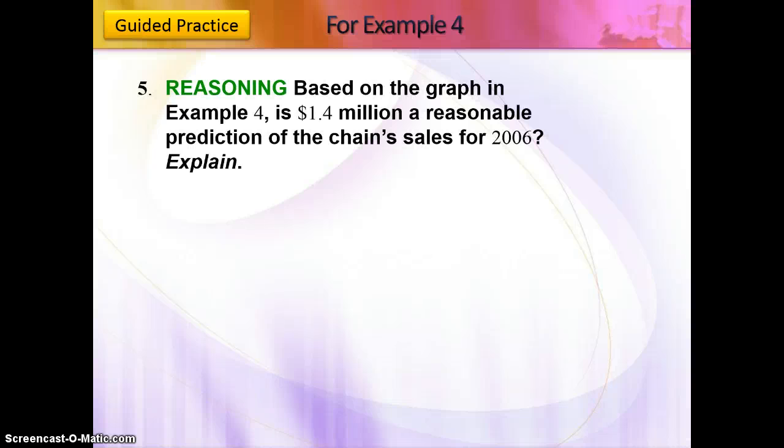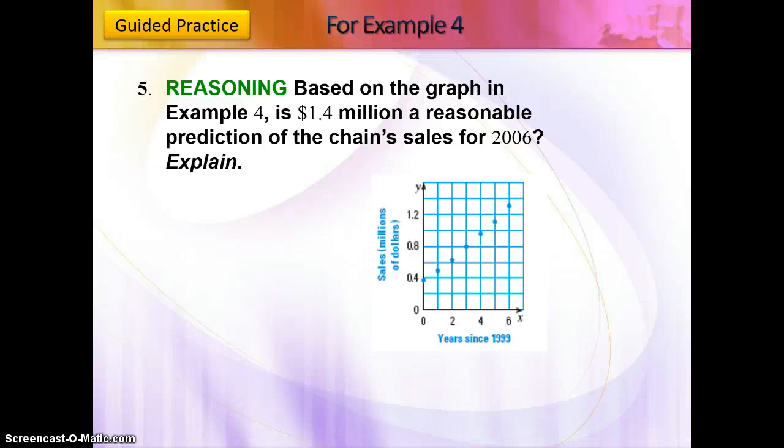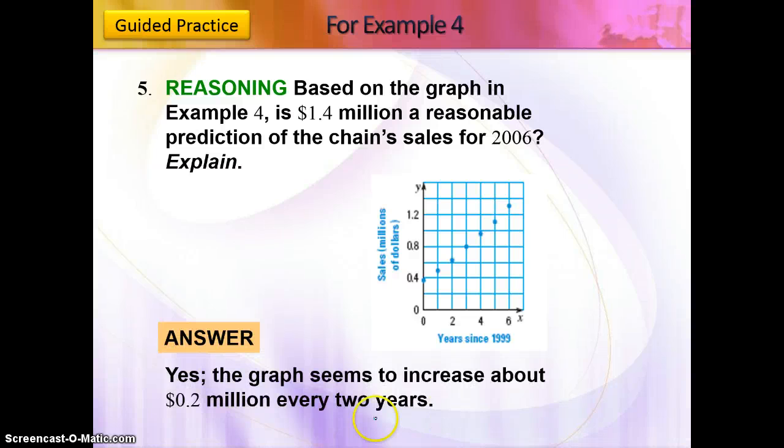Based on the graph in this example, is 1.4 million a reasonable prediction for the chain of sales for 2006? Explain. So if you look at this graph, yes, the graph seems to increase about $0.2 million every 2 years. This concludes our lesson.